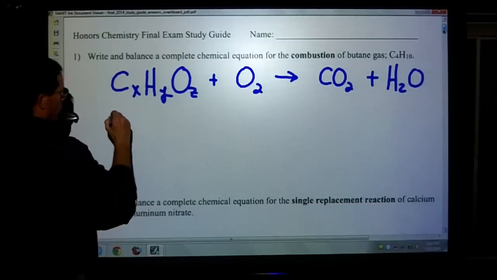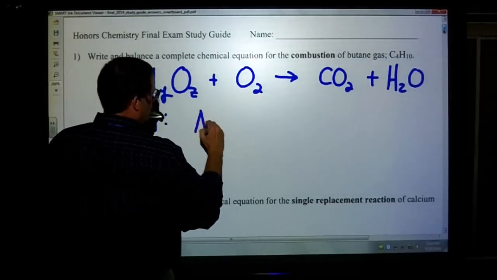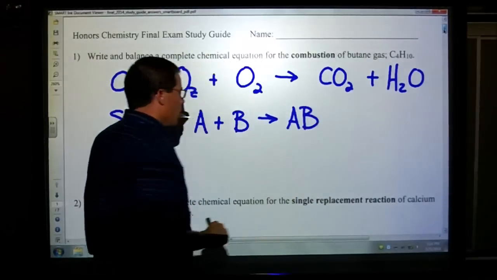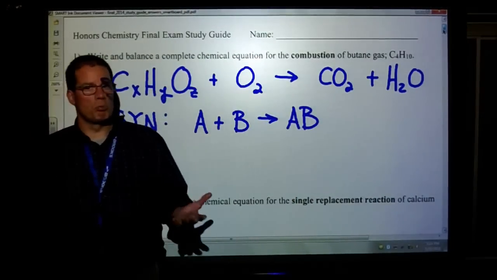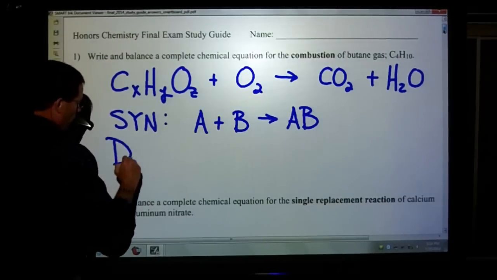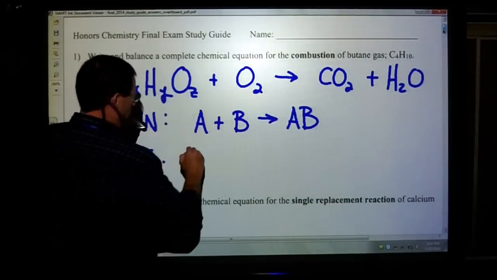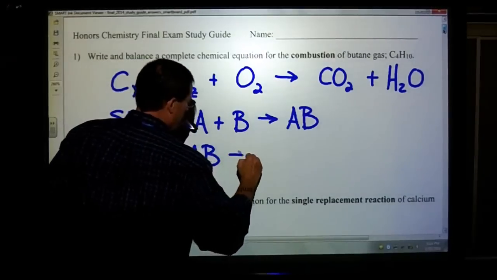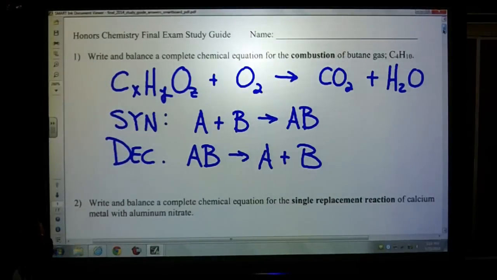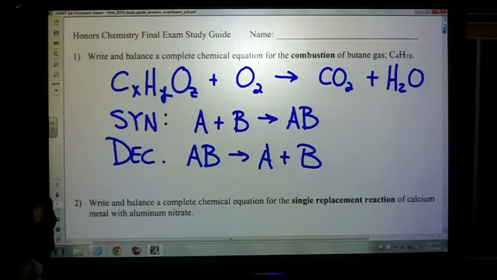The other type that we had was a synthesis reaction. And what happened there was you took A plus B and you formed one single compound, where A and B represented some element all by itself. Decomposition was the third type that we talked about, and a decomposition reaction is the opposite of this reaction, where you take a compound and you break it apart into its individual elements. So that's a decomposition reaction. So we have a combustion reaction, a synthesis reaction, and a decomposition.